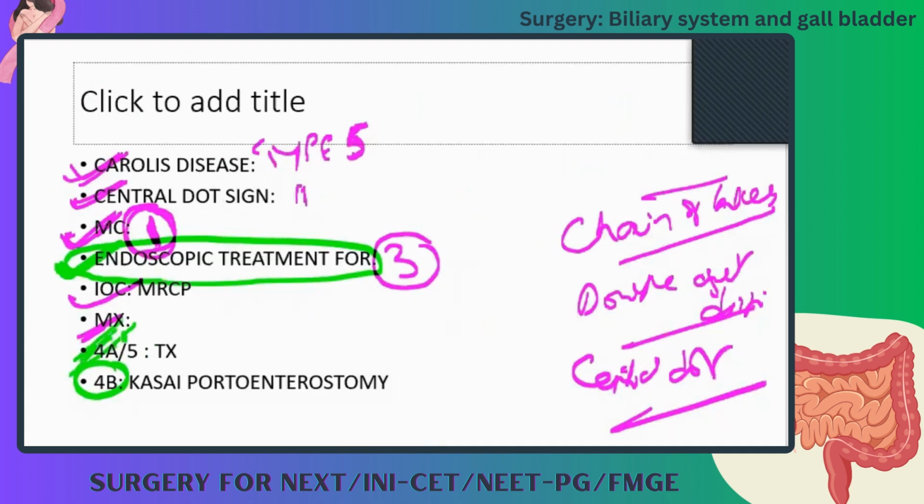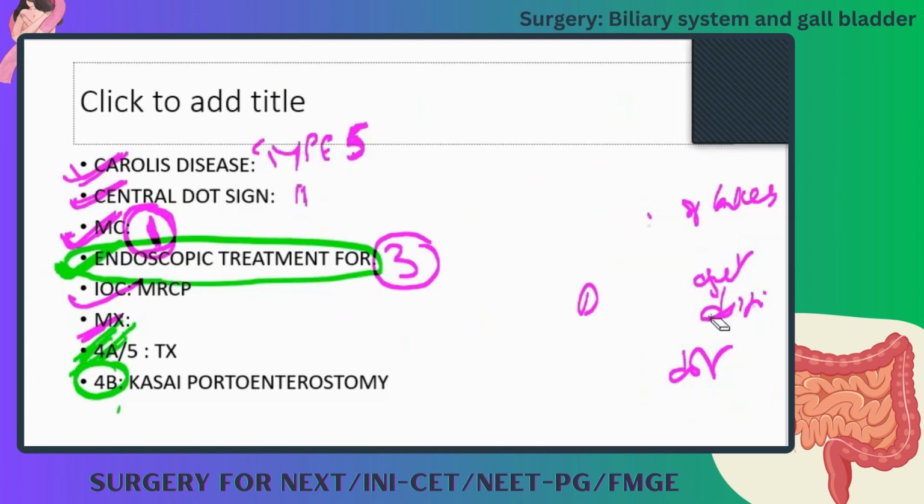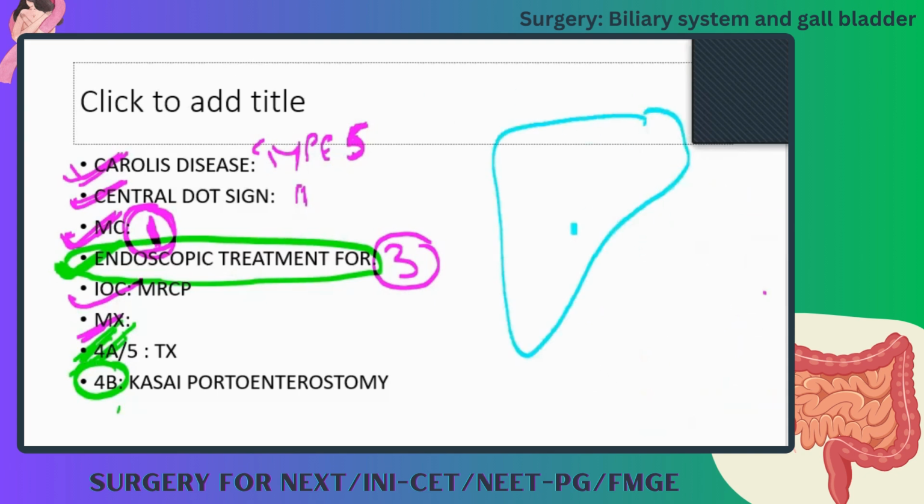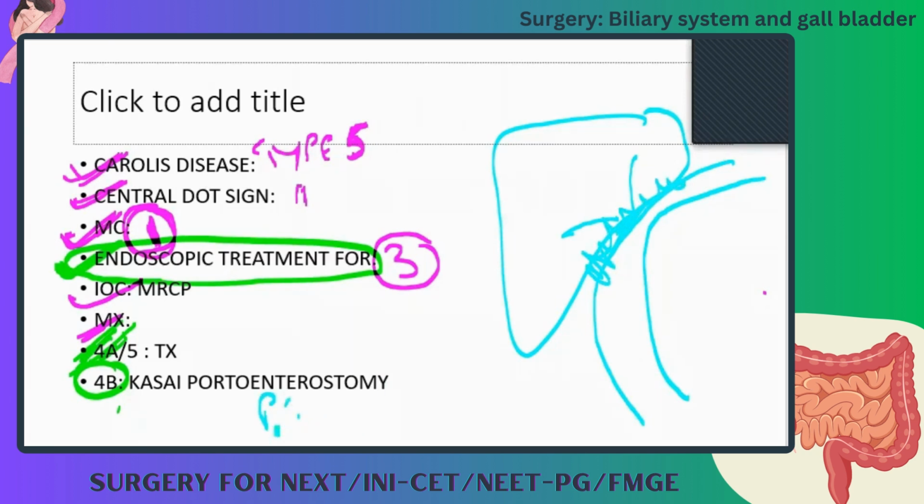Okay. Got it. So we are left with 4B. What is 4B? Only extrahepatic but multiple. Very good. So the intrahepatic part is fine, but the extrahepatic part is completely diseased. So what we do is a portoenterostomy. That is, we take the jejunum and anastomose it directly to the liver bed. That has a name also, Kasai. The procedure name is Kasai's portoenterostomy. Okay. Remember this.